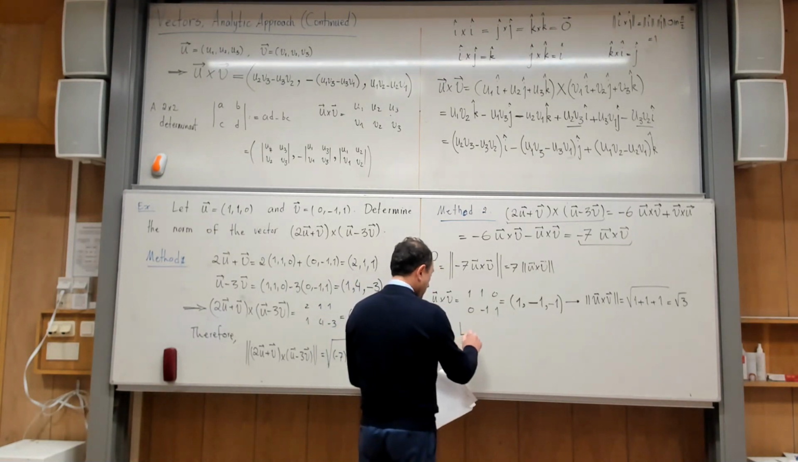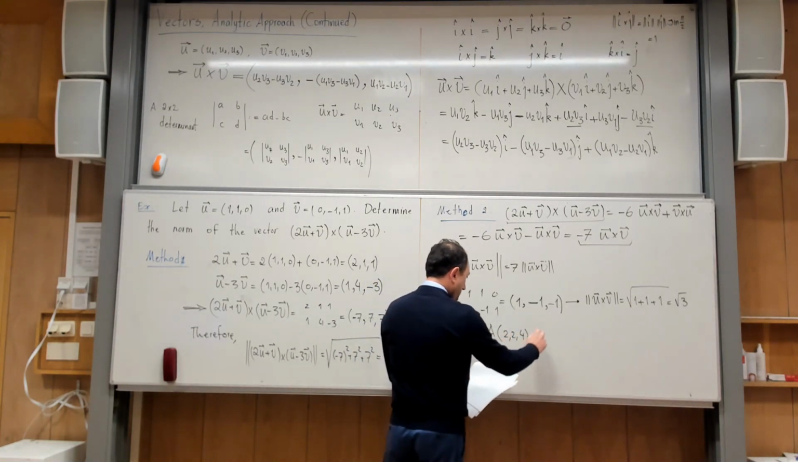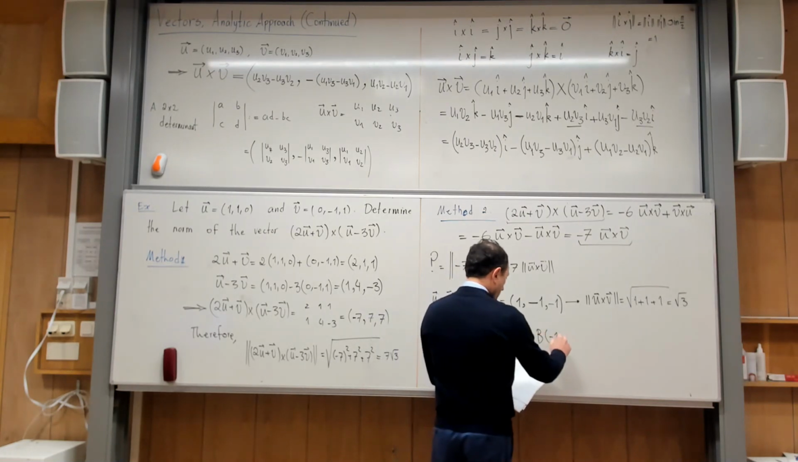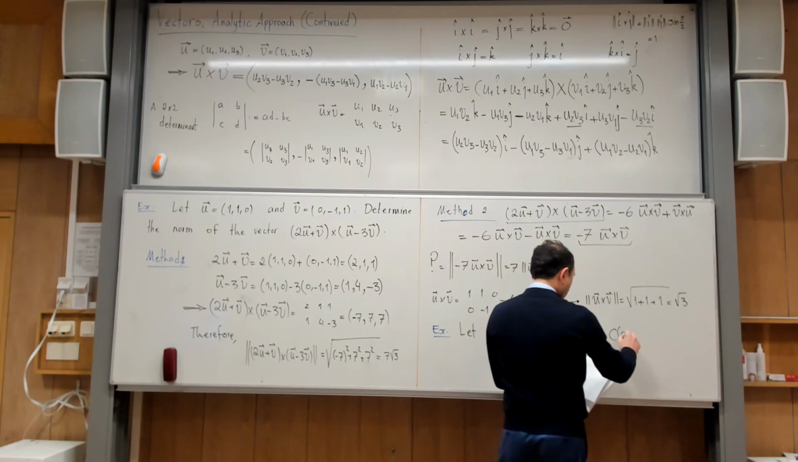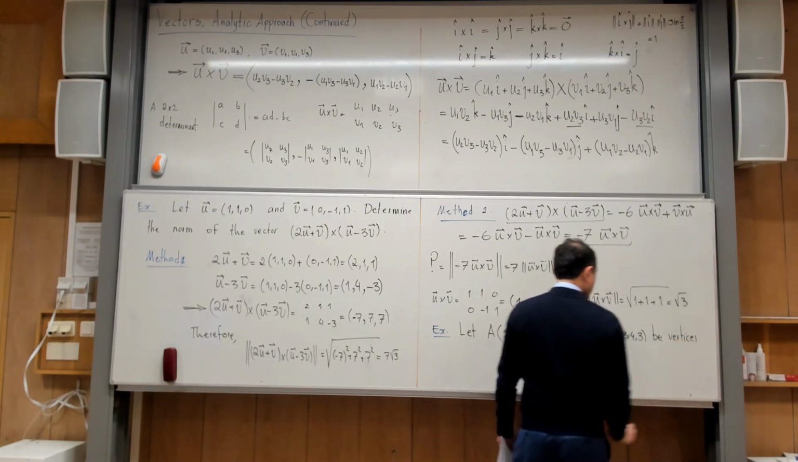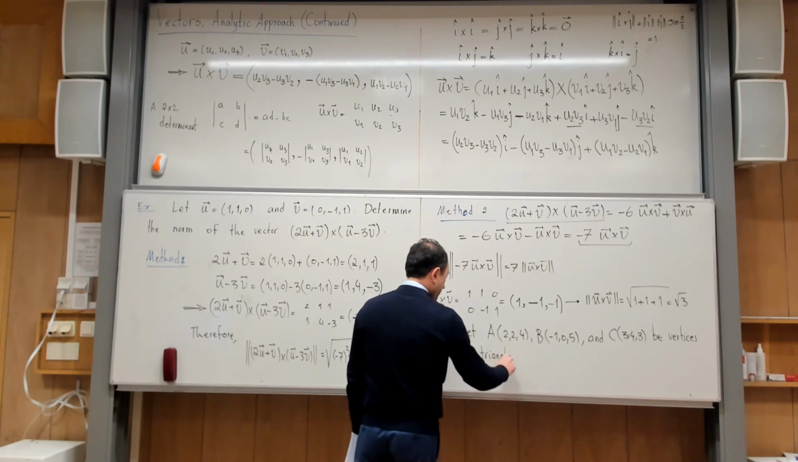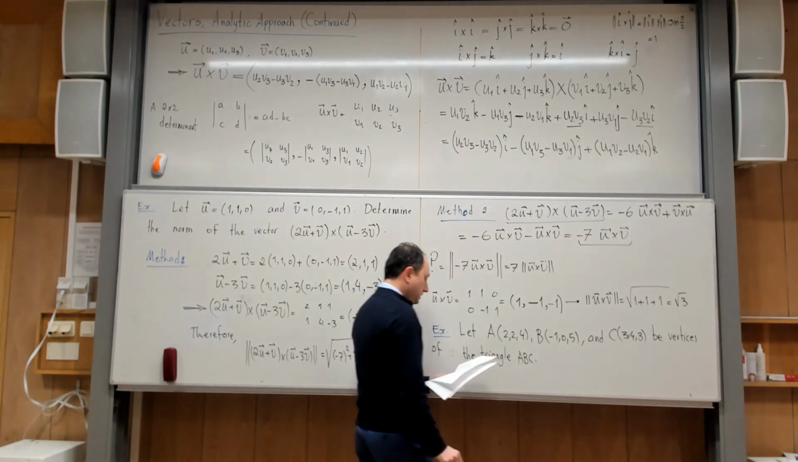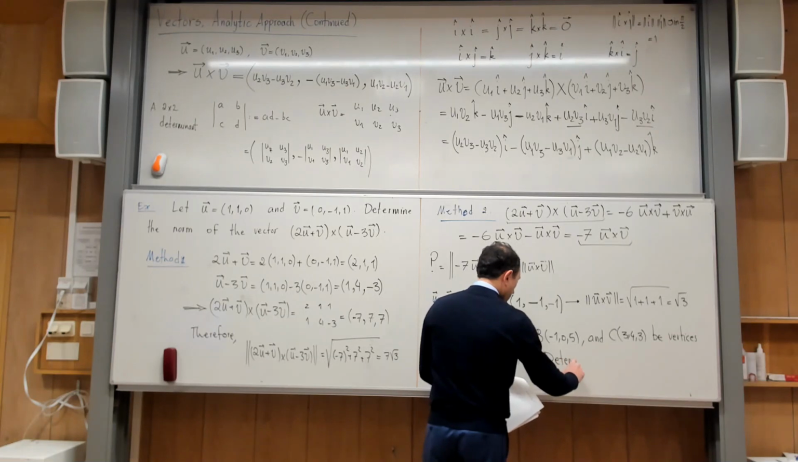So let the point A with coordinates 2, 2, 4, B with coordinates minus 1, 0, 5, and C with coordinates 3, 4, 3, be vertices of a triangle ABC. Okay, so determine the height.